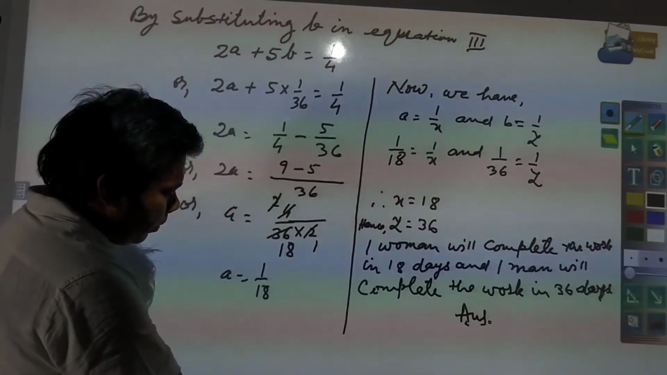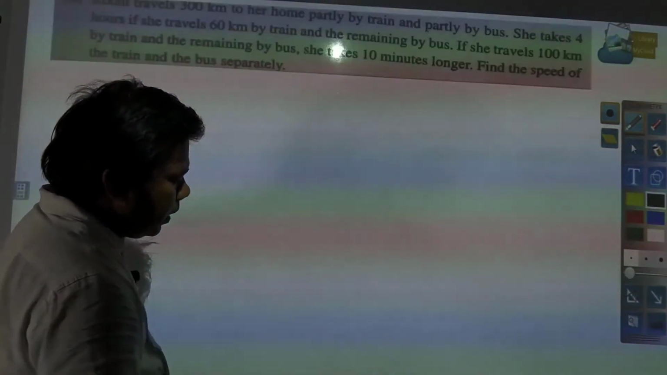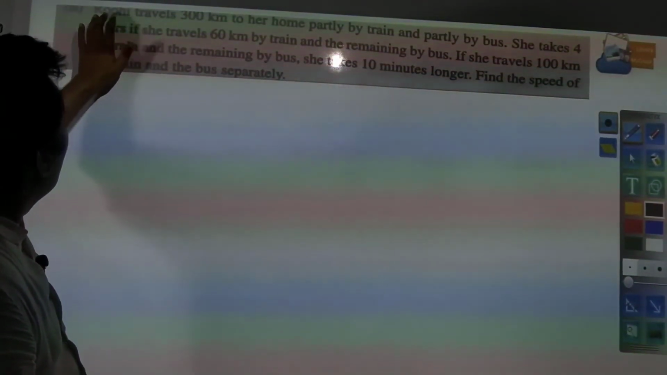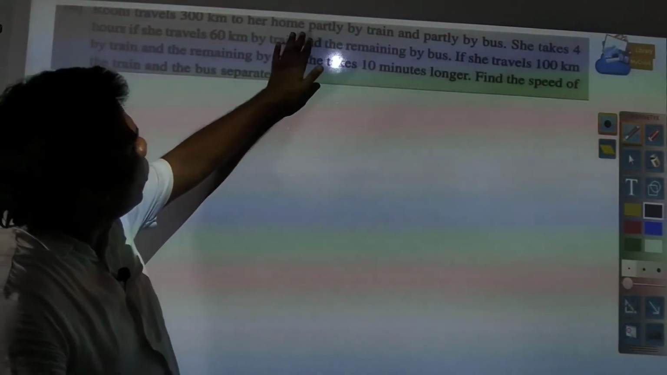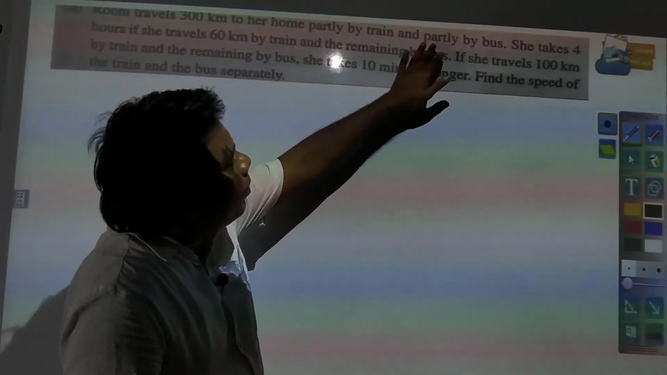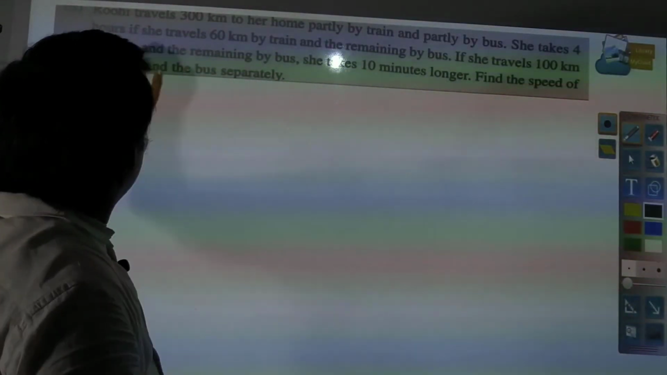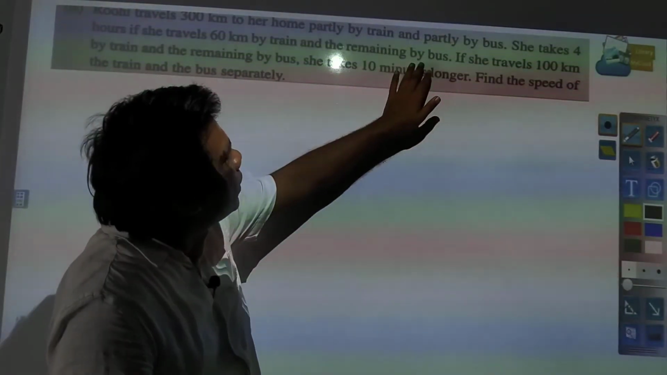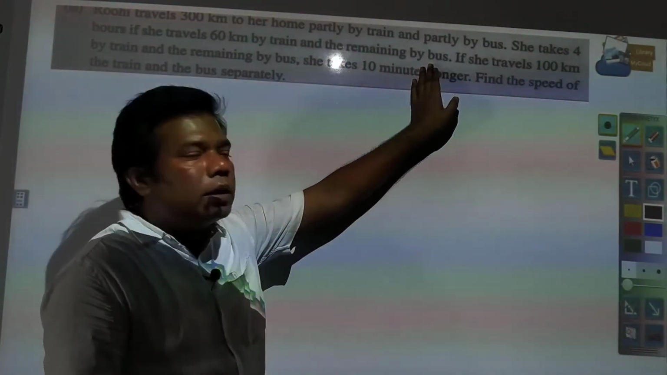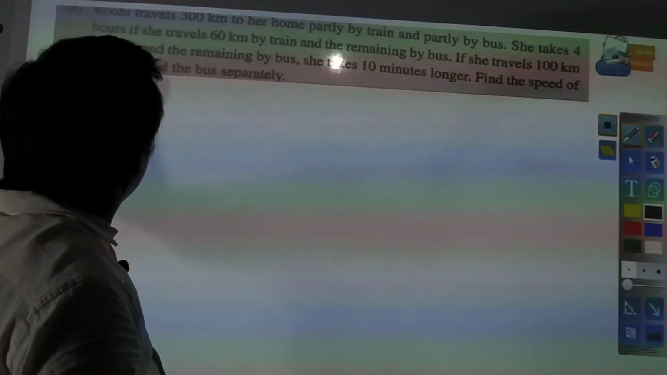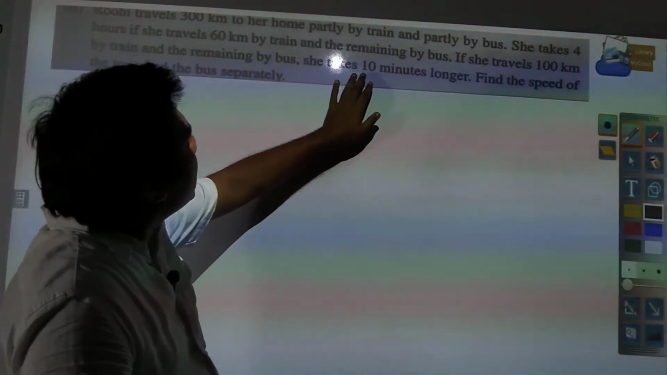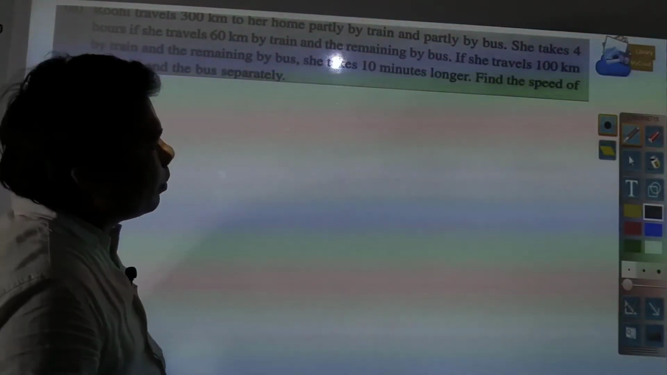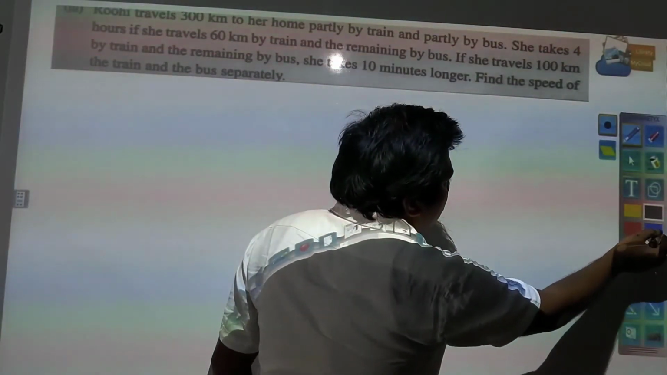Next question we will see. Next question we have, Ruhi travels 300 km to her home partly by train and partly by bus. She takes 4 hours if she travels 60 km by train and the remaining by bus. If she travels 100 km by train and remaining by bus, she takes 10 minutes longer. Find the speed of the train and the bus separately.